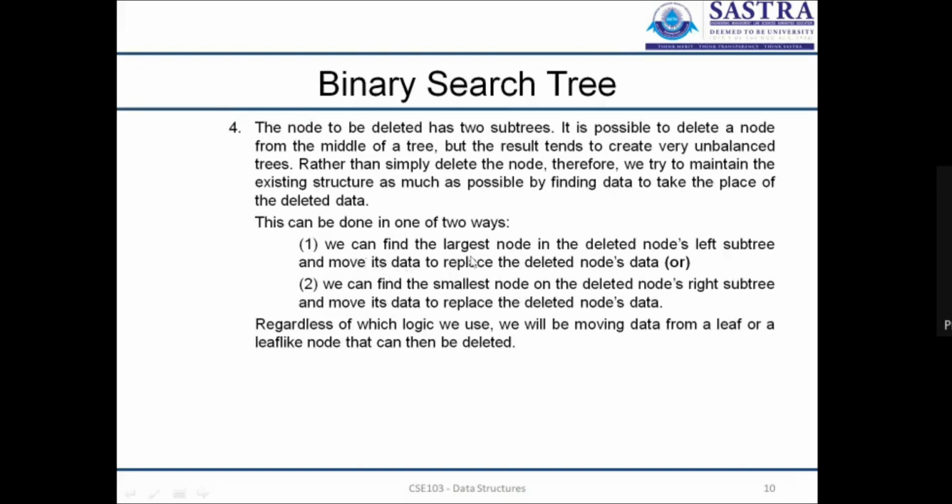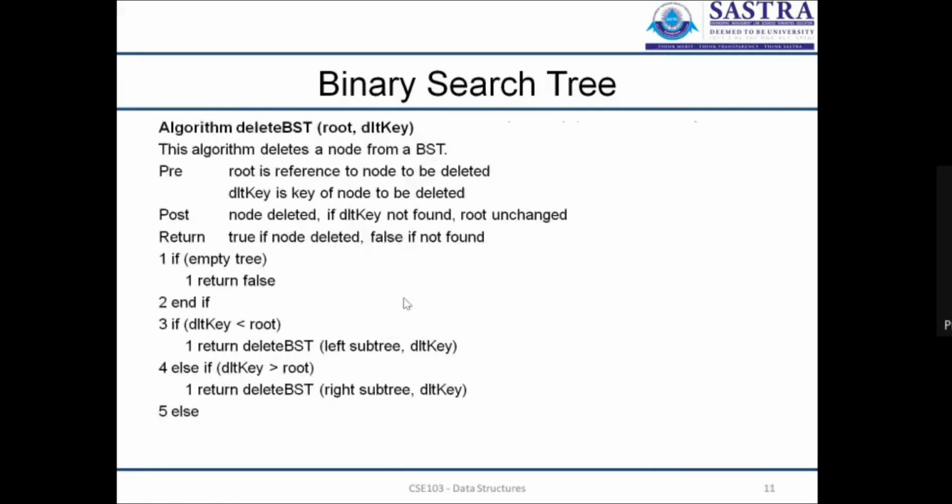We need to find the largest node in the left subtree of the node to be deleted, then copy the data, then delete the leaf node. Otherwise, find the smallest node in the right subtree of the node to be deleted, copy the data and delete the smallest node. We can follow any one of these steps. It may be confusing. I'll explain with the diagram once again.